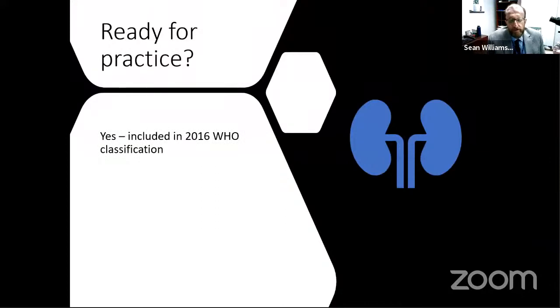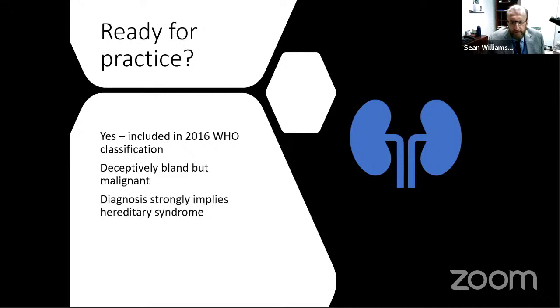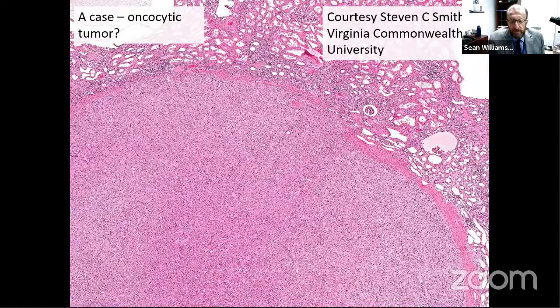So SDH deficient renal cell carcinoma, of course, I would say it's ready for routine practice because it's already, in fact, included in the WHO classification. And I think this is just important, and I wanted to touch upon it today, even though Dr. Clouston, I believe, also did touch upon it in his lecture, because this is deceptively bland, yet malignant. And the diagnosis of this entity strongly implies a hereditary syndrome, the SDH syndrome that's associated with multiple pheochromocytomas and paragangliomas, as well as gastrointestinal stromal tumors.